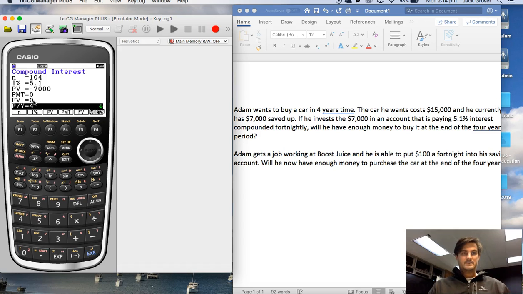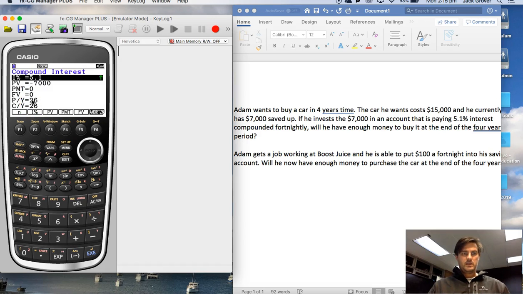Our PY and CY values are always going to be the same in every question you do, and that's just our payments per year and our compounding periods per year. So in this case, it's compounded fortnightly, so we have 26, and that'll automatically change. It does on mine, it might not on yours, so you might just need to check. It should change both to the same figure, but if not, you just need to manually change them both so they're the same.